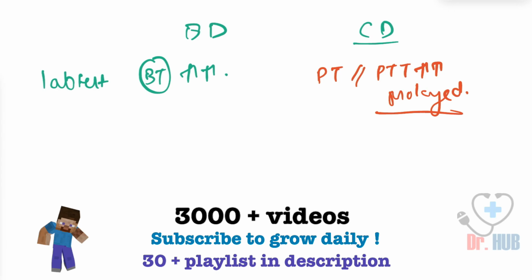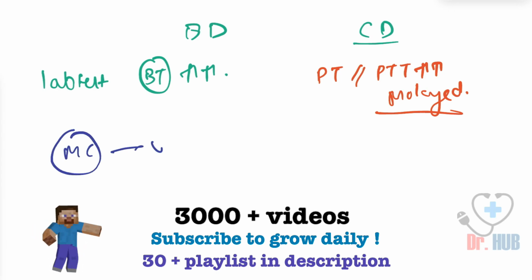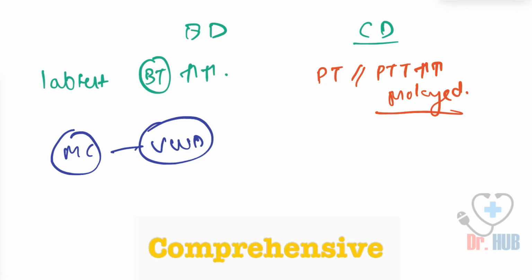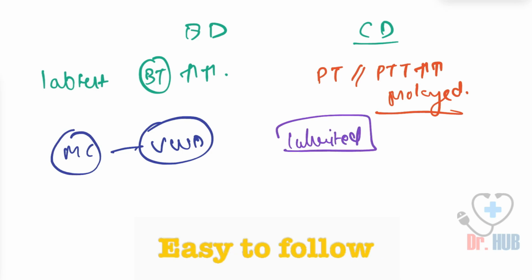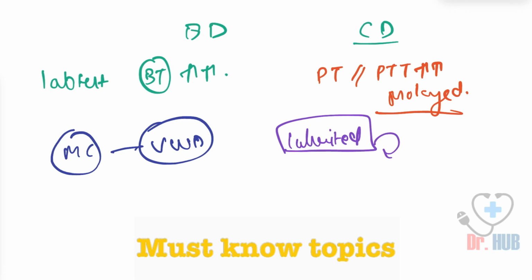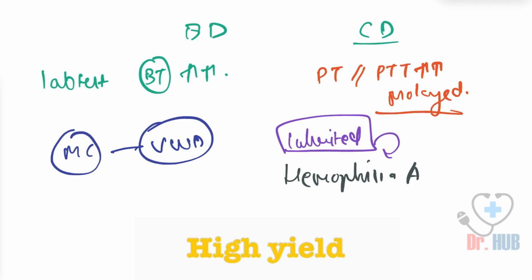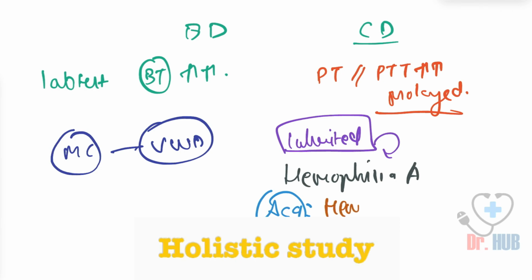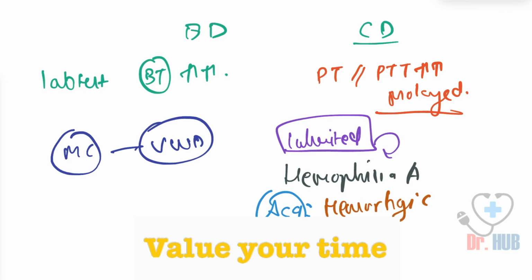Then we move on to the most common bleeding disorder. This is nothing but von Willebrand's disease. And what about the coagulation disorders? They include the inherited ones, which include hemophilia A. Then we also look at the acquired ones, which include the hemorrhagic diathesis of liver disease.